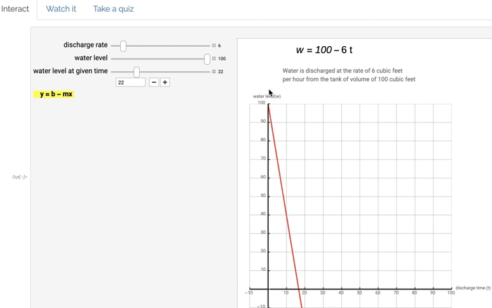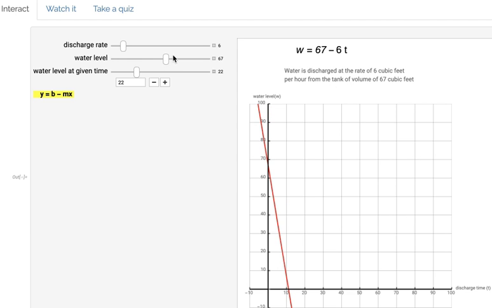Initially the water level is now 100. Now if it is 67, 60, now you decrease the rate. Now 3. If you position this coordinate at 20, then when t equals 20, W equals 0, completely discharged. So this is one of the important linear models.